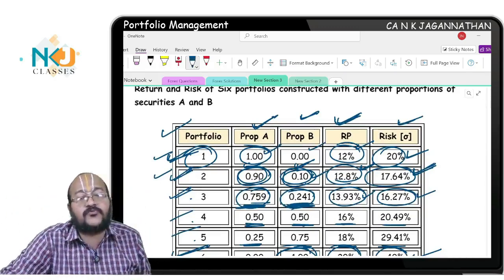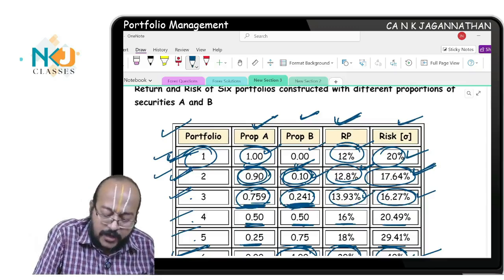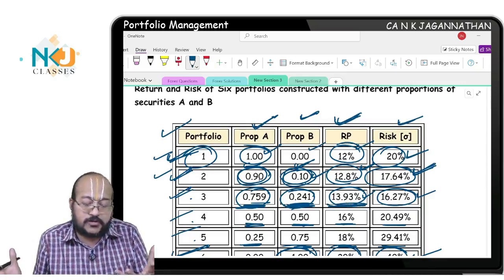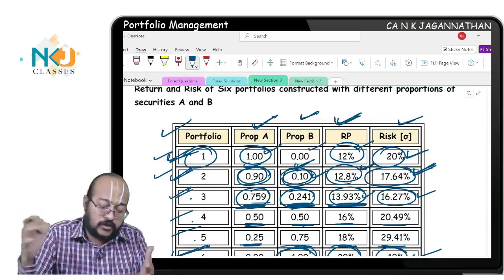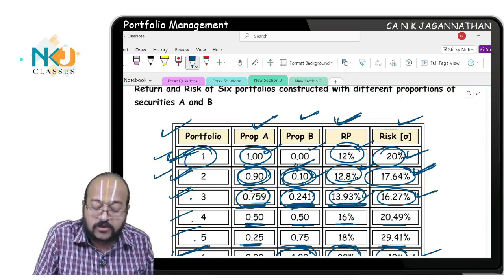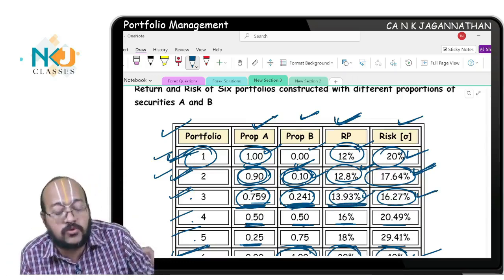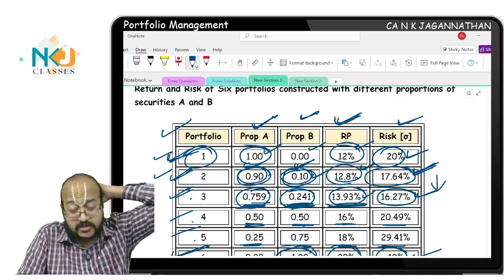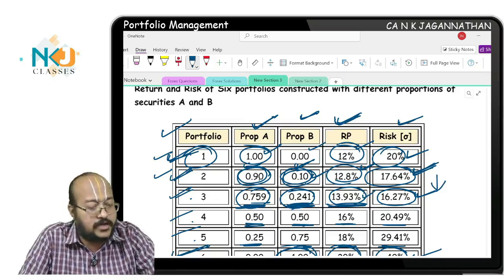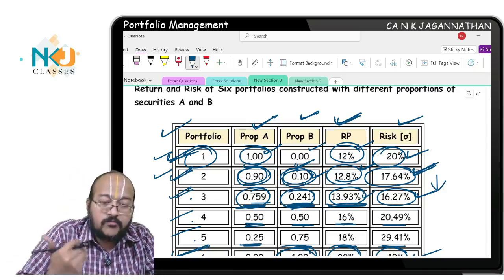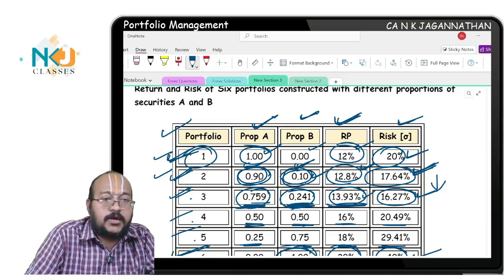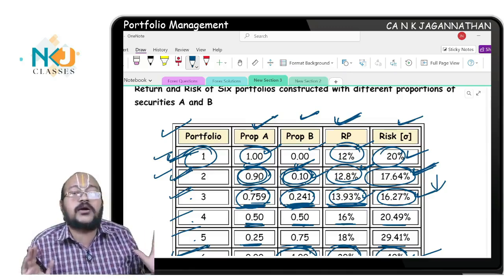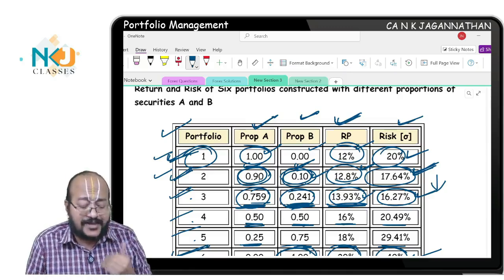24.1% I inject into the portfolio. Then what happens? My return increases, as expected. You see, security B has a high return, so the return increases. And risk also reduces. Risk again reduced from 17.64, it even further reduced to 16.27%. Are you understanding? Now, by diversifying more, by injecting more and more security B, I am able to maximize the return, but even reduce the risk as well. This is what happened. Next, what happened?